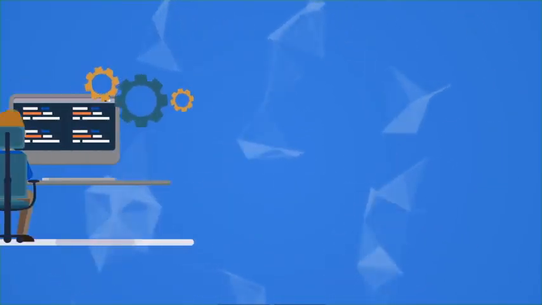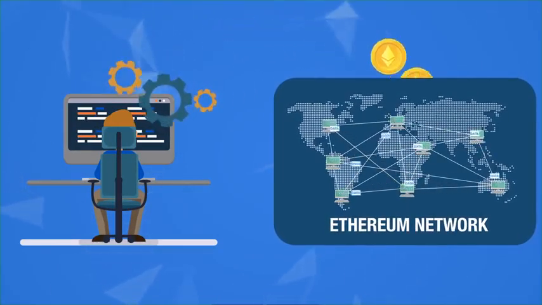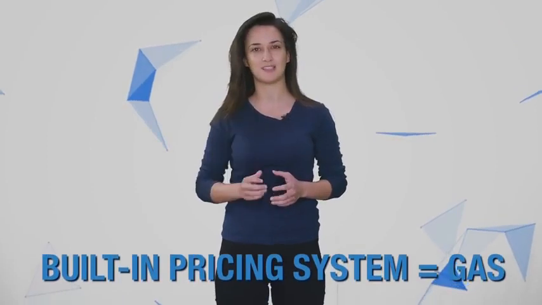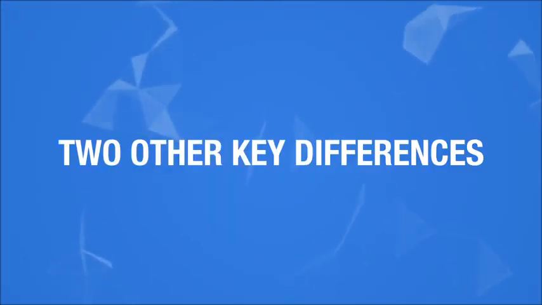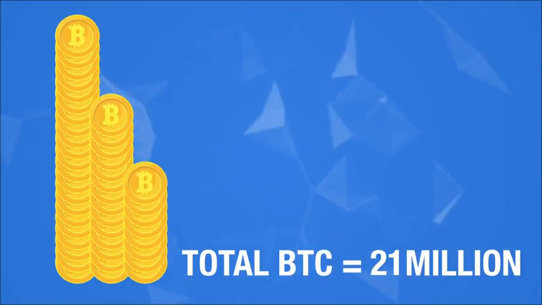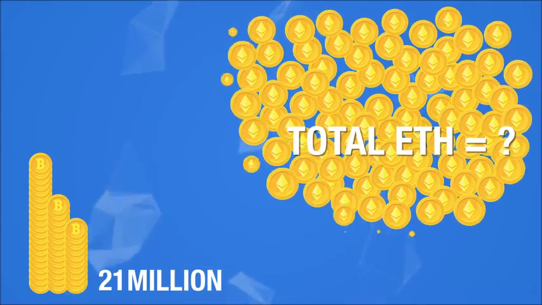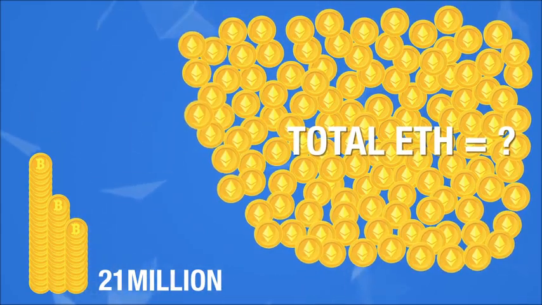So anyone who wants to build a software application on the Ethereum network has to pay for the computing power and space required using Ether. And the amount of Ether required for network fees is determined by a built-in pricing system known as gas. Two other key differences between Bitcoin and Ether is that Bitcoin has a fixed supply and halving events, while Ether currently does not. A fixed supply and halving events protect cryptocurrencies from inflation, and a cap on the supply of Ether may or may not be implemented in the future. We shall see what the future holds.